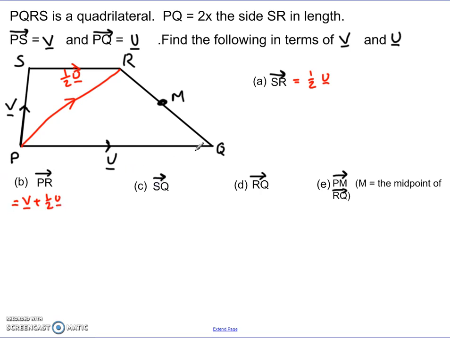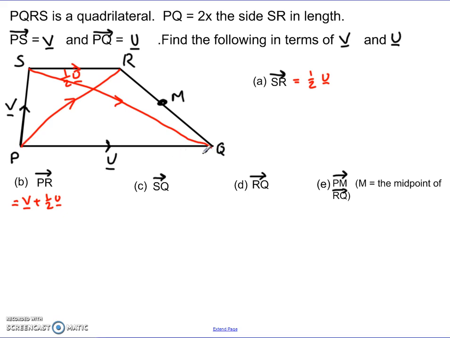What I now want is S to Q. So I want the journey from S all the way over here to Q. Now, I could go from S to R and then R to Q. The only issue is I don't know what the vector R to Q is. However, I do also notice that I can go from S to P and then P to Q, and that will be my journey. So I could do that.